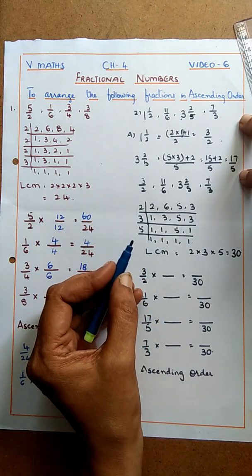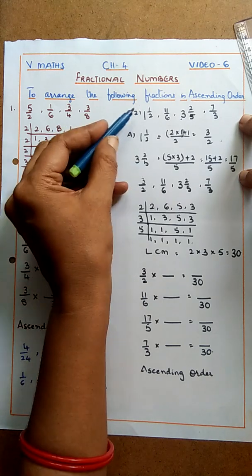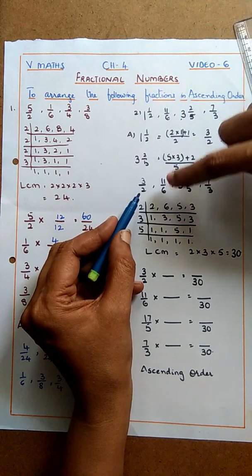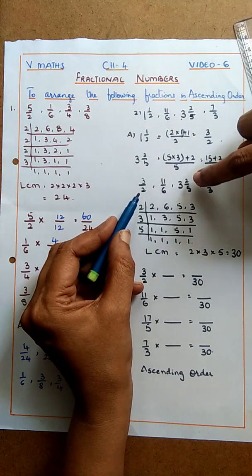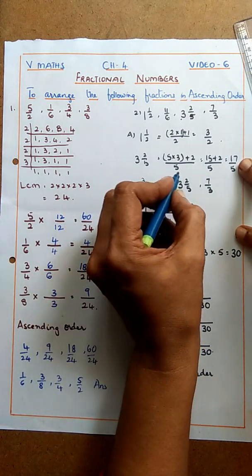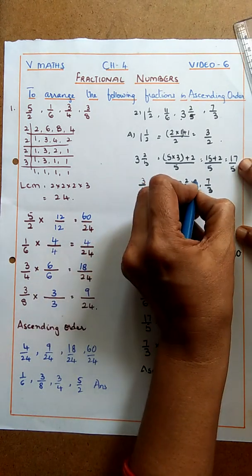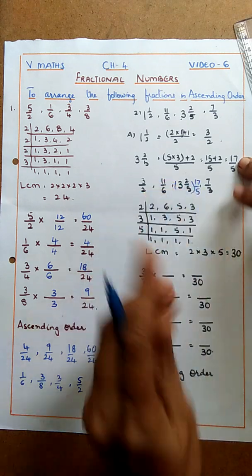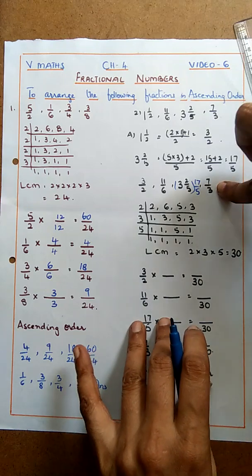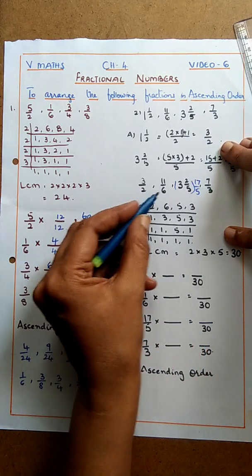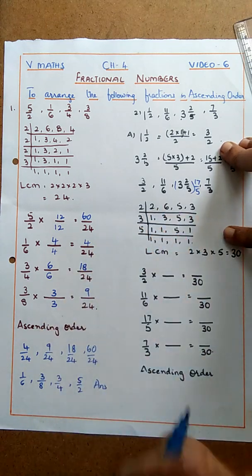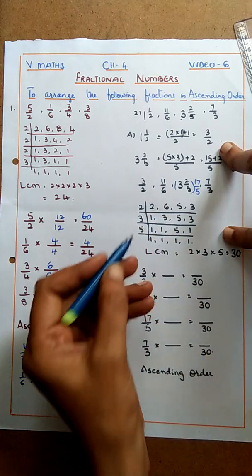Now we have to arrange them. Instead of 1 1 by 2, we write 3 by 2. Next, 11 by 6, as it is, and that we will write as 17 by 5, and the last fraction is 7 by 3. Now, what are the denominators here? 2, 6, 5 and 3. 2, 6, 5, 3.